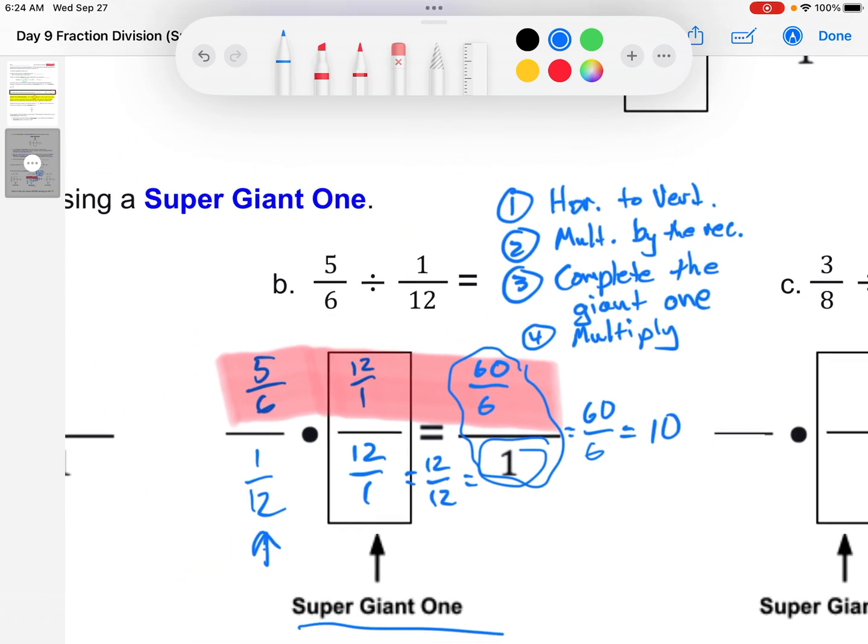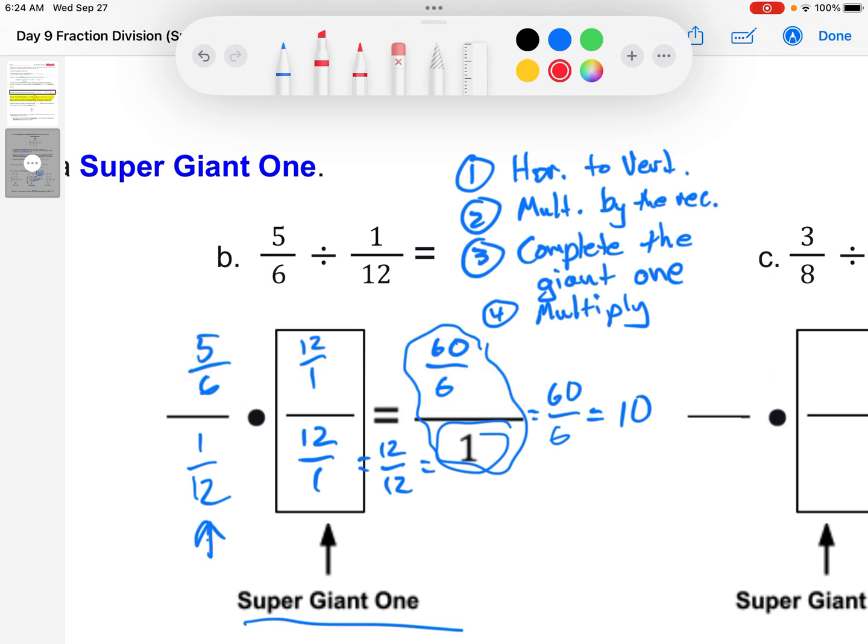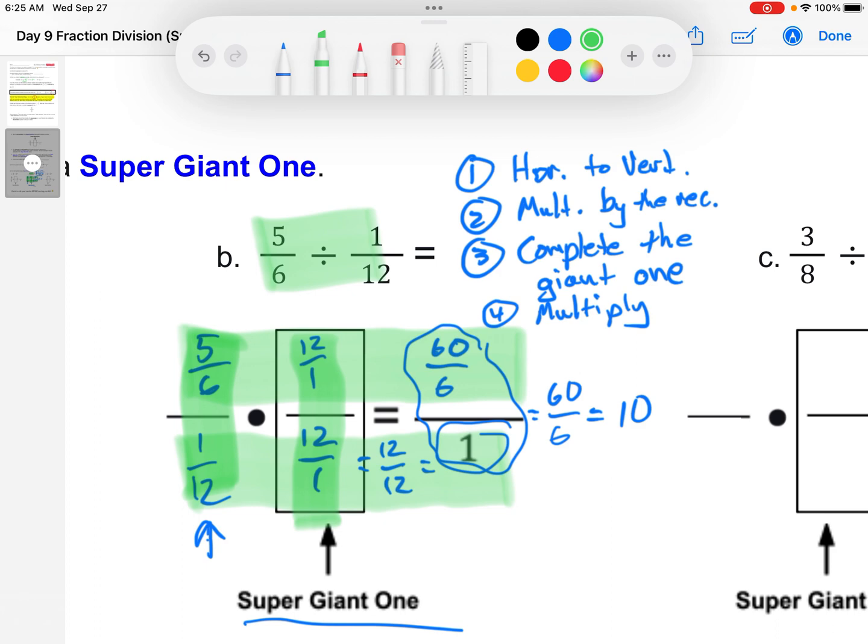and 60 divided by 6 is, in this case, 10. Okay, so a quick summary of this: what are we doing? If I'm following my directions there on the upper right here, I'm changing my horizontal to vertical. Then I'm going to make sure I multiply by the reciprocal. Then I'm going to complete the giant one, and then I'm going to actually multiply. Now it just looks like a big cross pattern, I suppose, but hopefully that cleared things up a little bit.